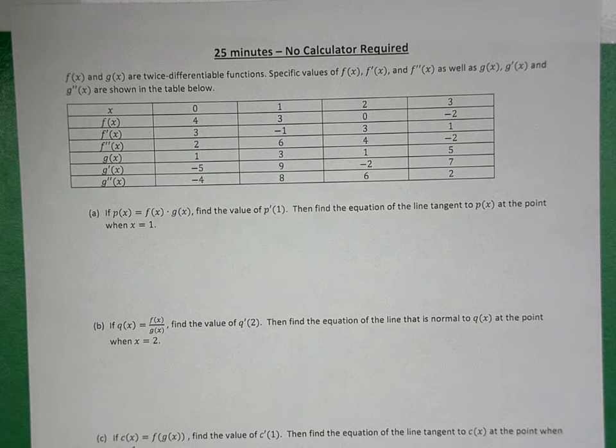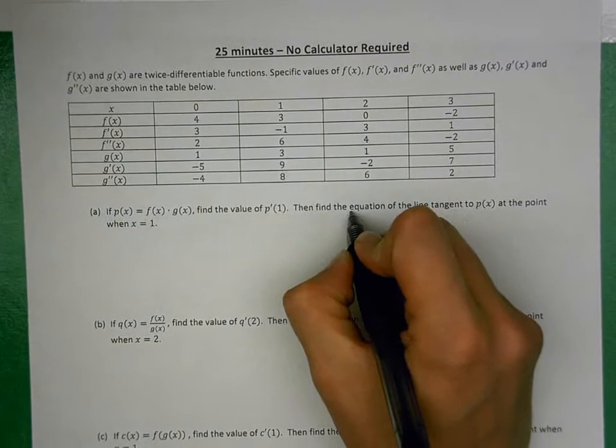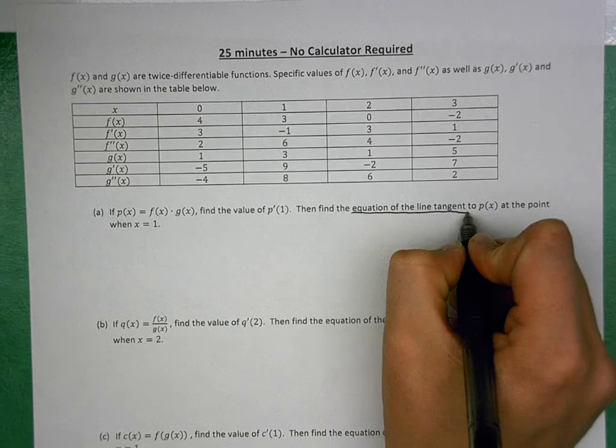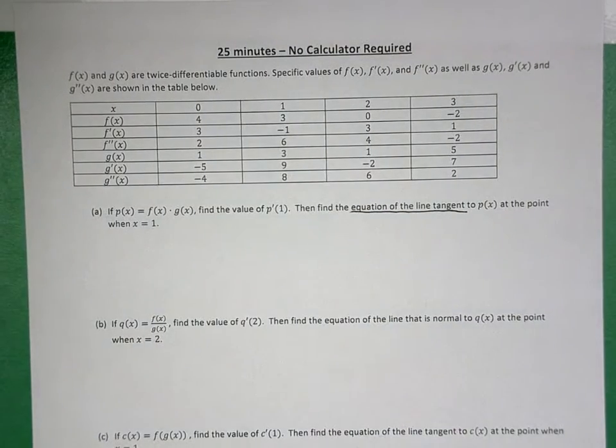Okay, here we go. f of x and g of x are twice differentiable functions. Specific values of f of x, f prime of x, and f double prime of x, as well as g of x, g prime, and g double prime are shown in this table below. So we have a ton of information here at our disposal. Part A says, if p of x equals f of x times g of x, find the value of p prime of 1, then find the equation of the line tangent to p of x at the point x equals 1. So we have done, I don't even know at this point how many problems involving that set of instructions.